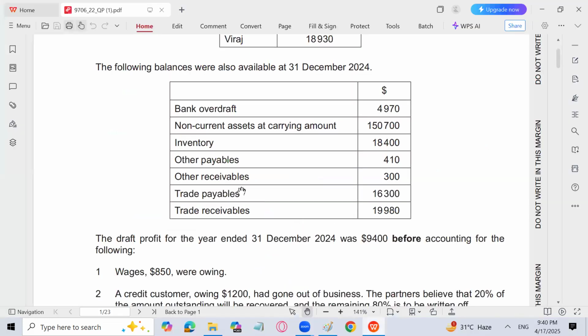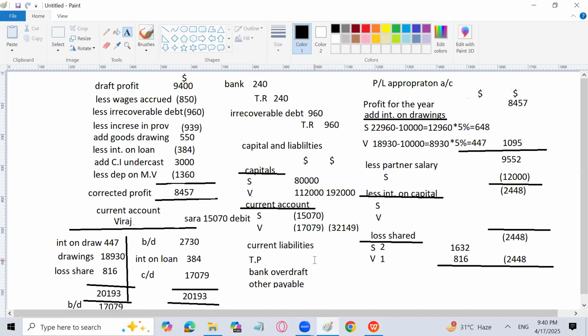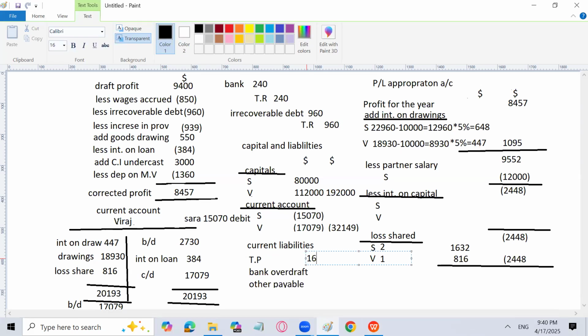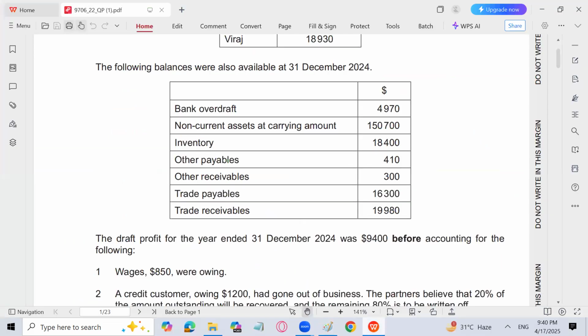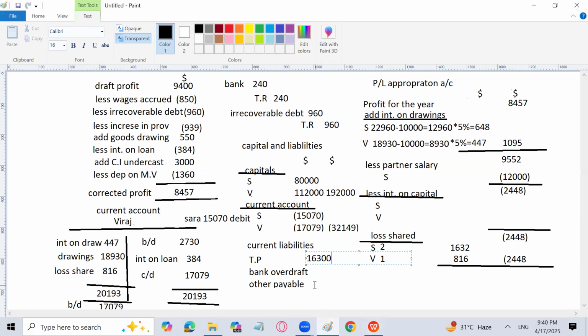Trade payables given are 16,300, so I will write 16,300 here. Bank overdraft we'll discuss later on. Other payables are given as 410, plus the wages owing, which is how much? Sorry, wages owing is 850. So 410 other payable plus 850 is 1,260. That is the amount of the other payable. I can write here 410 plus 850.